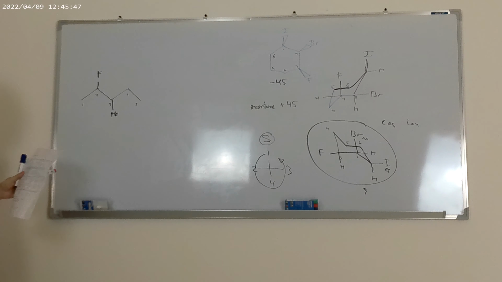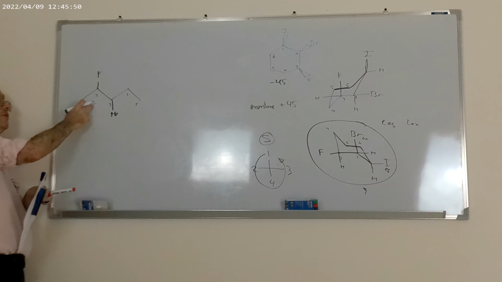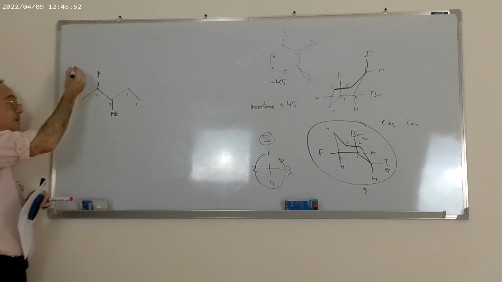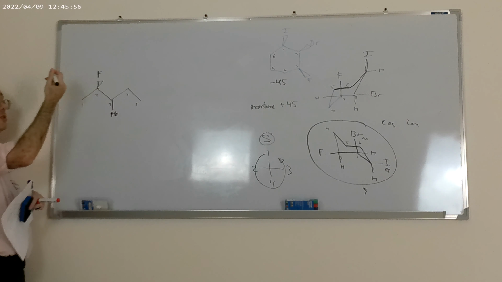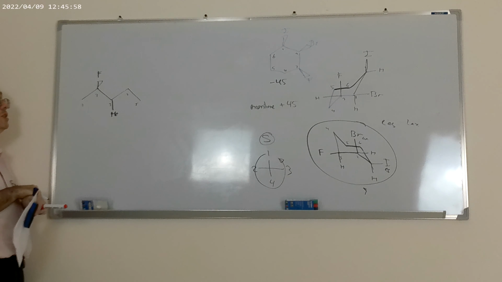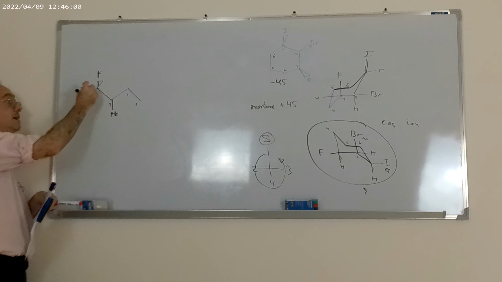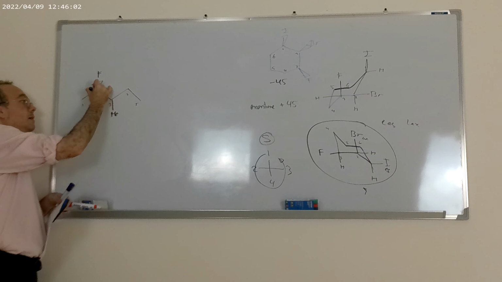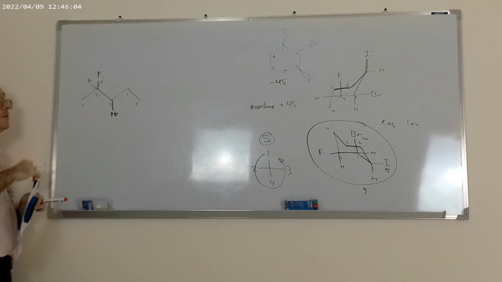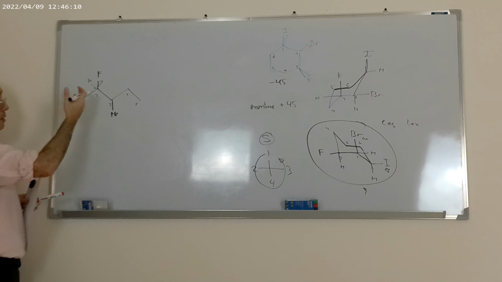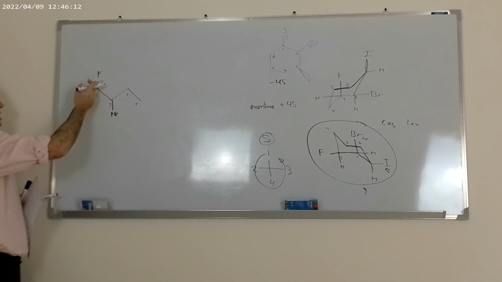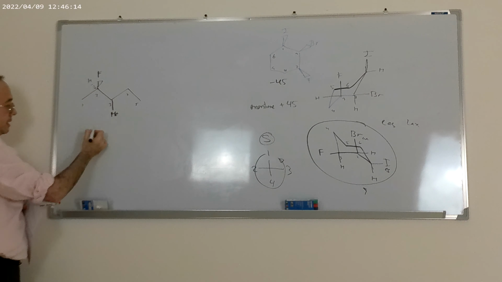Okay? Now we have to define which configuration is here. In order to do it, what I will do is I put this arbitrarily, and I will check if it's S or R, and then if it's the same, I will keep it. If it's the opposite, I will change the order. I will throw from here, for example.